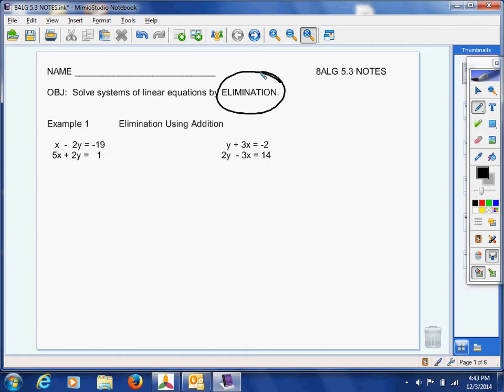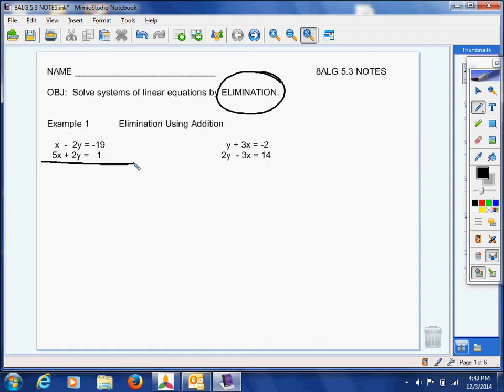So as you can see, let's look at this very first one that you see here. I put a line under it. x minus 2y equals negative 19. 5x plus 2y equals 1. Now notice that they are in standard form. Both of them are in standard form. This is the perfect form for elimination. So anytime I see two equations in standard form and they're asking me to solve that system, I would guarantee almost 100% of the time I will choose elimination.